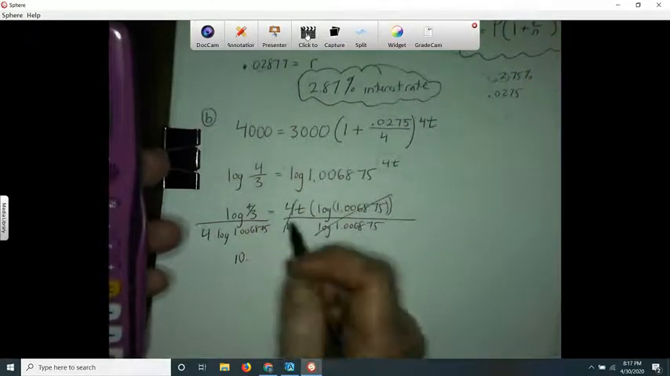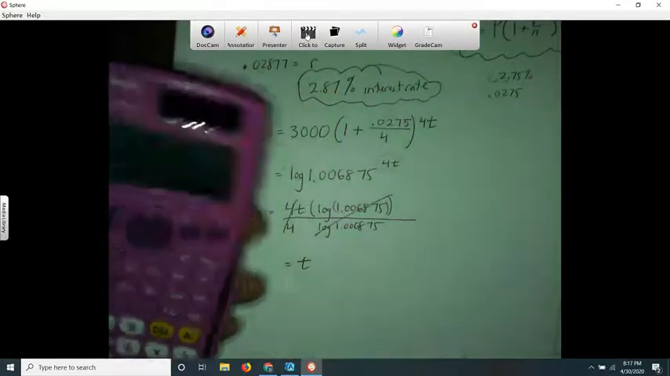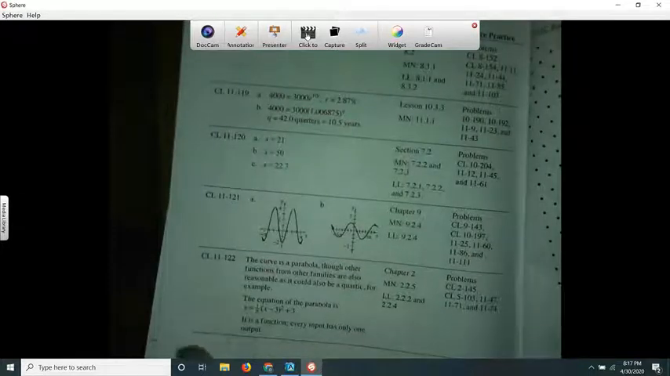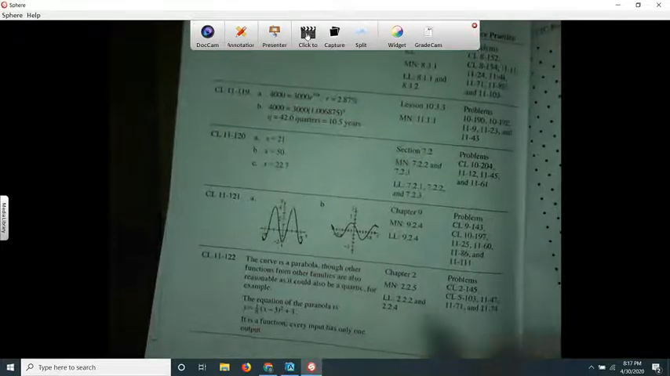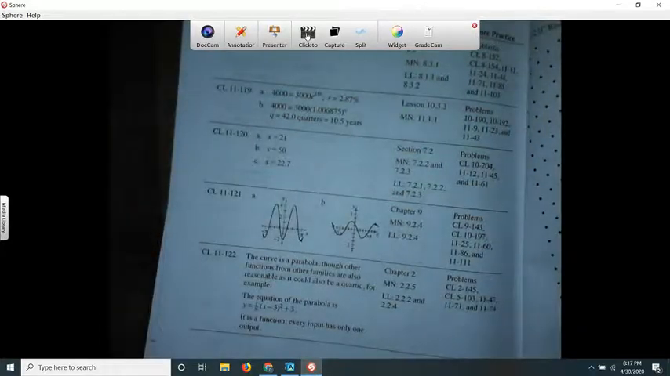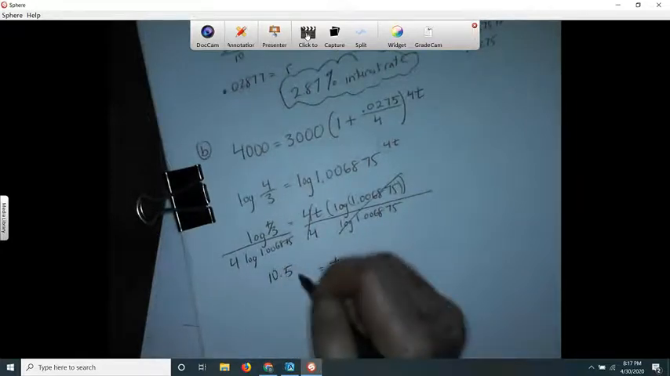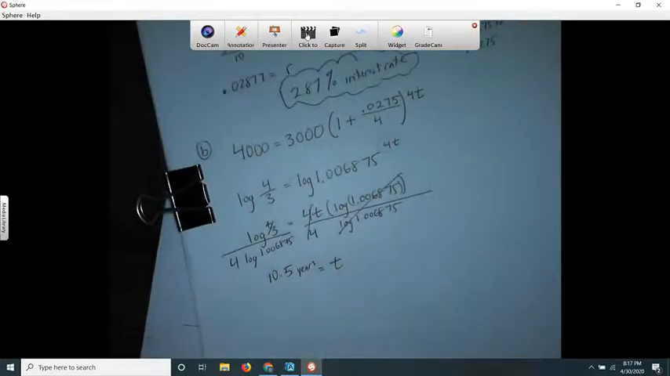So I don't know if they want months or if they're okay with just like 10.5 years. Let's look and see how they write their answer. Yeah, they're just saying they round it to 10.5 years. So that would be like 10 years and 6 months-ish. So I'm just going to say 10.5 years. Because, right, close enough.